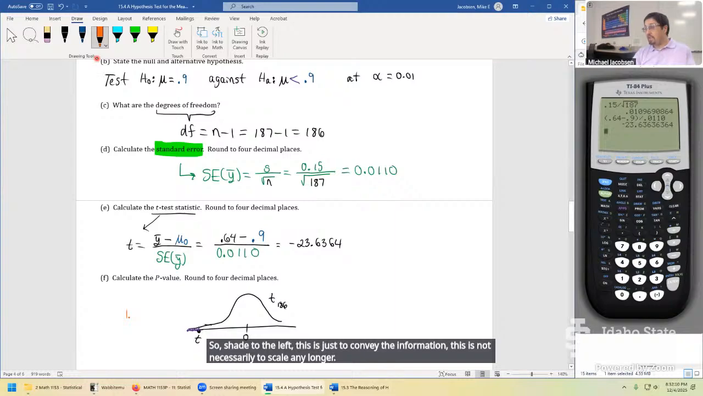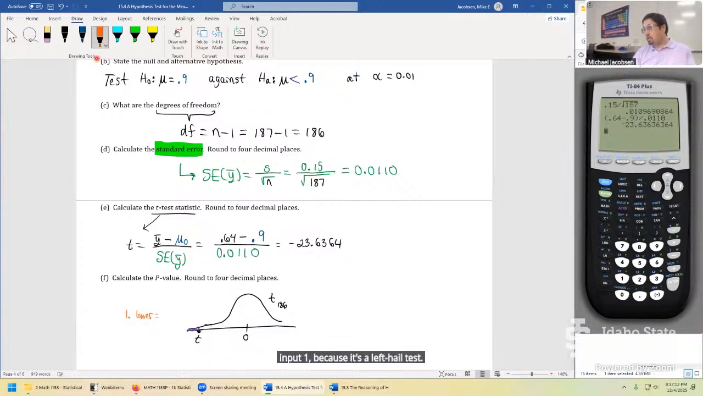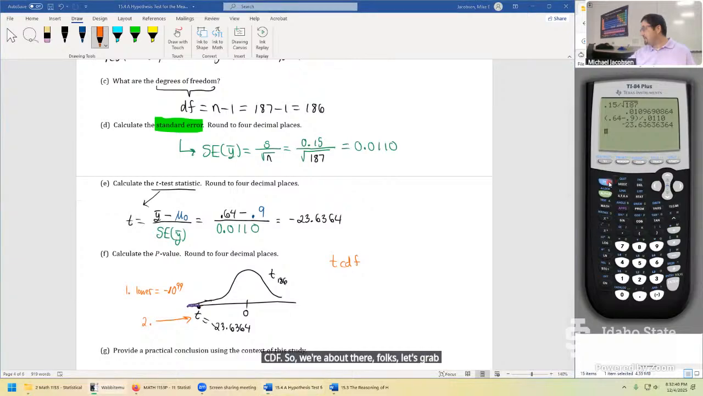Input 1, because it's a left-tailed test. Lower is negative 10 to the power of 99. And input 2, upper, is the test statistic T, which came out as negative 23.6364. Next reminder is we're using T CDF. So we're about there, folks. Let's grab that p-value. Hit second vars. It's option 6 all the way down here near the bottom, T CDF.